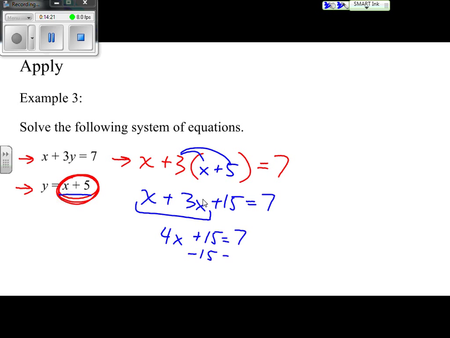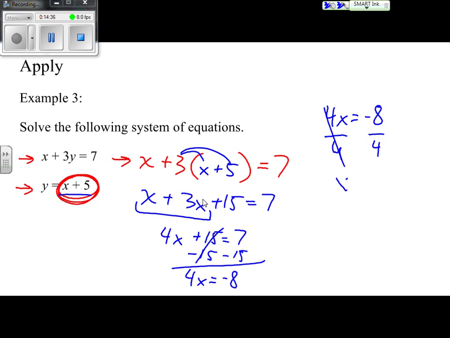Subtract 15 from both sides. 15's cancel out. I have 4x is equal to negative 8. Moving it up here, I have 4x equals negative 8. Divide both sides by 4. And x is equal to negative 2. Only one of my two variables has been solved so far.